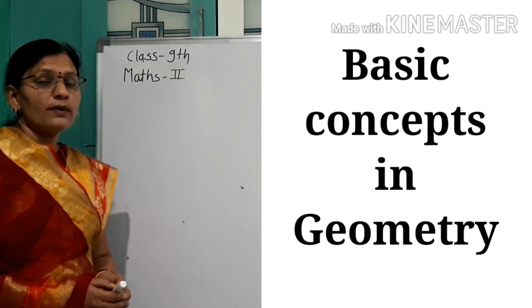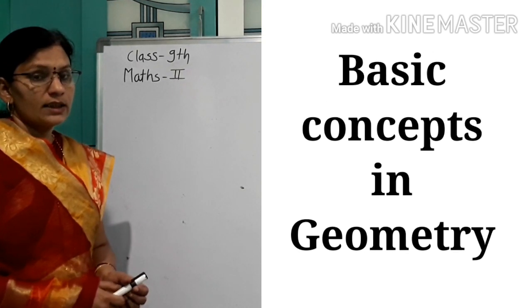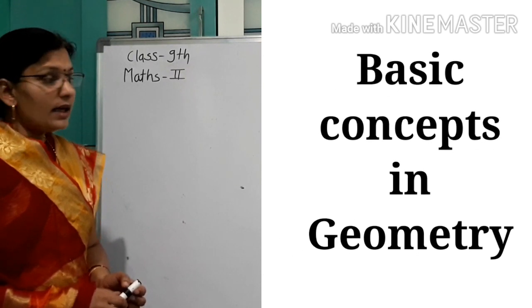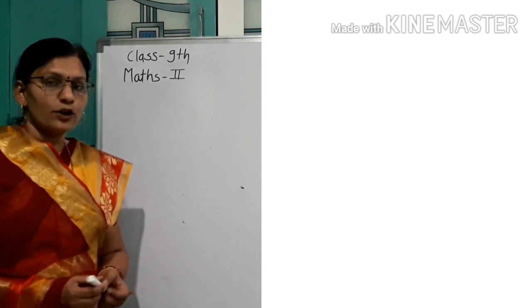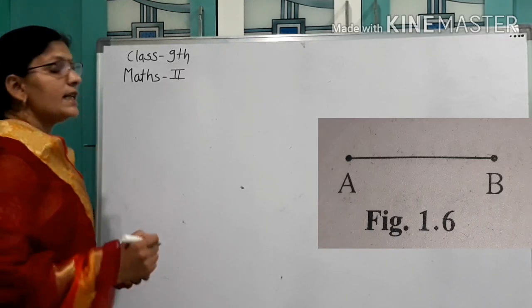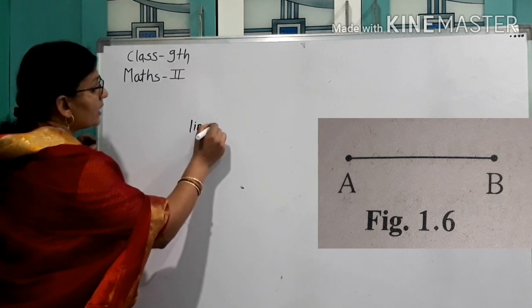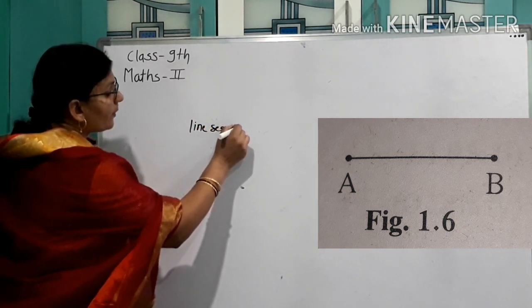We know the union of and intersection of sets. Here we describe a line segment, ray and a line as a set of points. First, line segment AB. Observe the figure. Line segment AB is given.